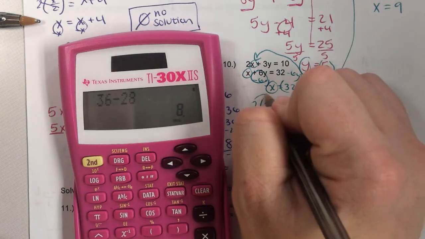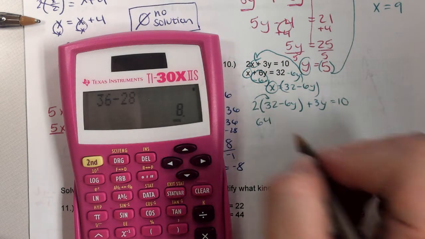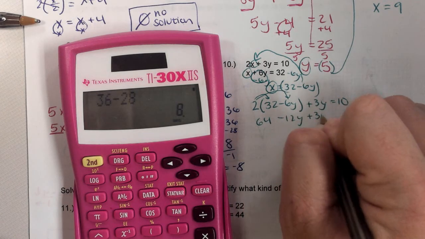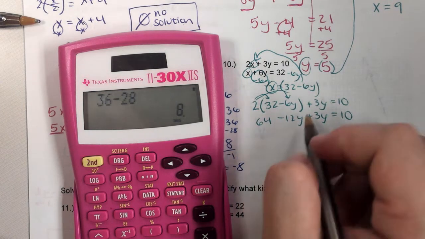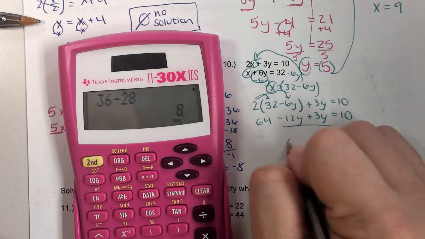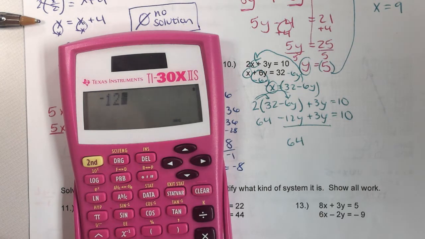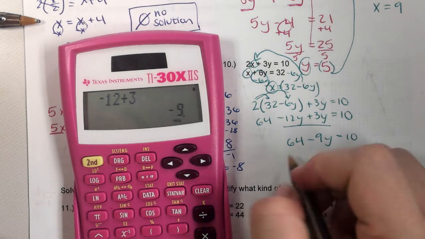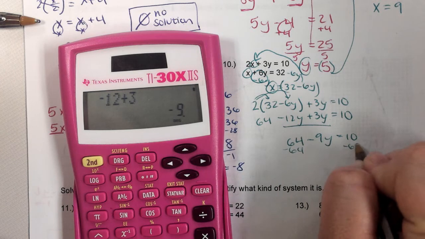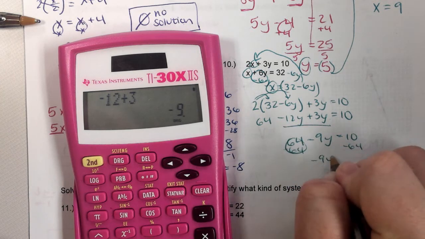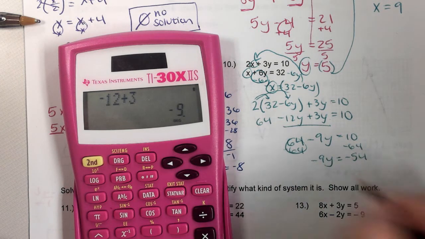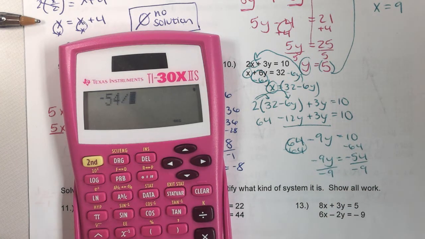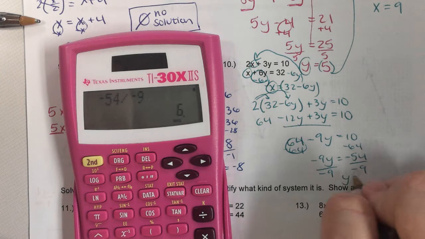So 2 times 32 is 64. 2 times negative 6y is negative 12y. Bring down what I haven't used, plus 3y equals 10. Combine like terms, and I get 64 minus 9y equals 10. Minus 64, minus 64. Divide by negative 9. And I get y equals 6.